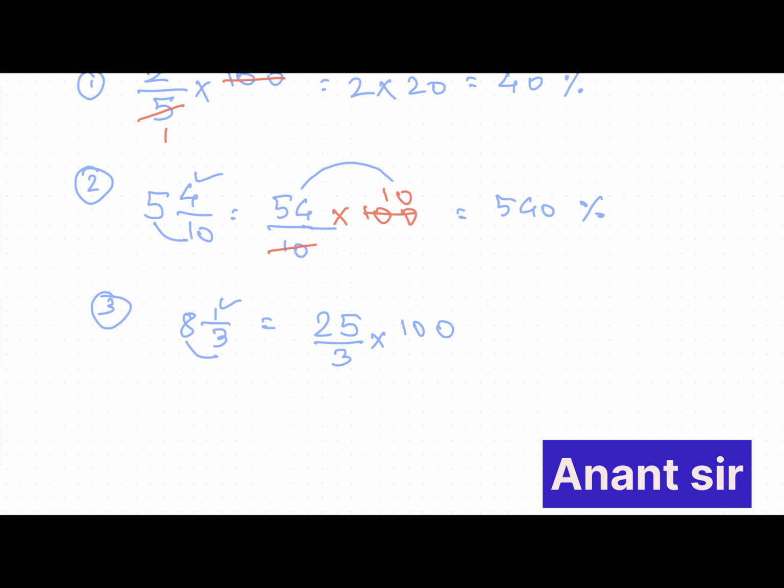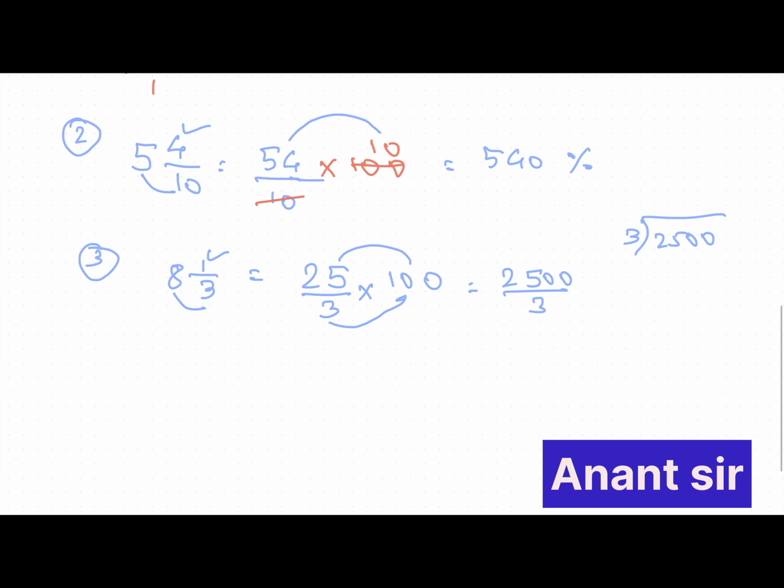To convert into percent, we multiply it by 100. Now as 3 cannot divide 100, we are multiplying 25 and 100. So it becomes 2500 divided by 3. Now we will just divide it and write the answer in mixed fraction form.